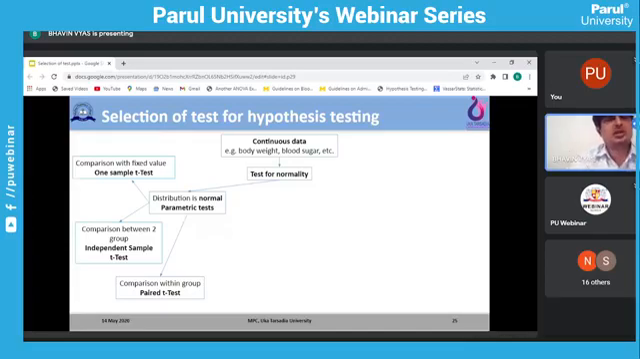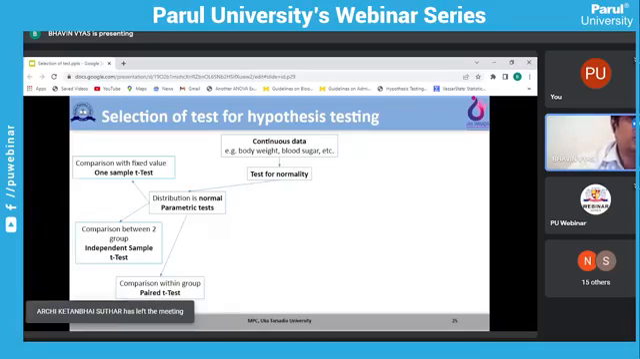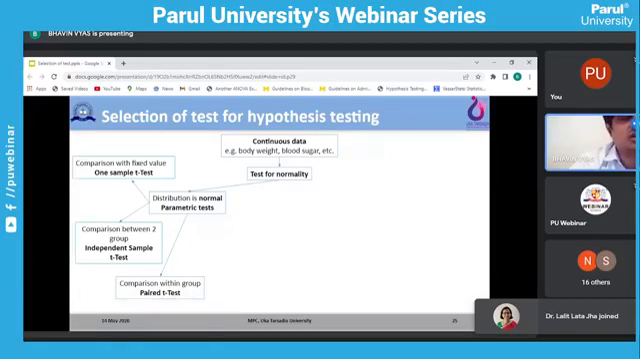But there is also a chance that rather than independent groups, you might have dependent groups. Before administering the drug, we measure the blood glucose or blood pressure, and after administering the drug, we measure the blood glucose level or blood pressure again. If you are doing it in that manner, that is comparison within the group, then you should select a test called the paired t test.